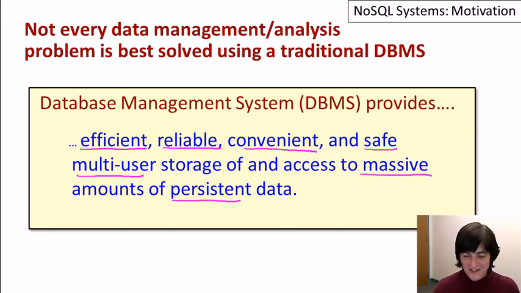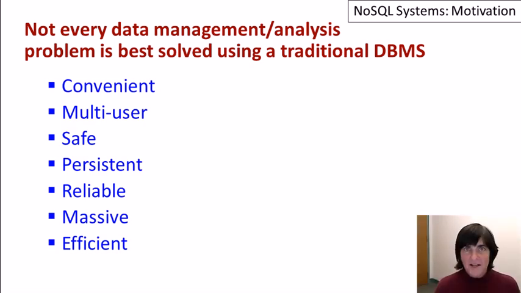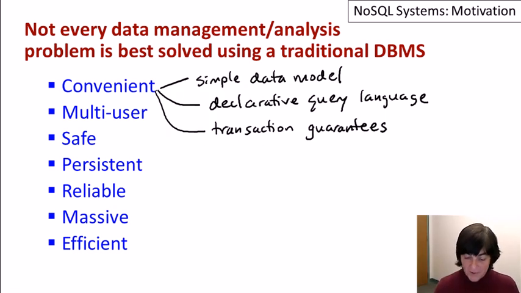So let's analyze these adjectives a little bit more. Let's start by talking about convenience. And let me give three aspects of a traditional database system that lead to its convenience to use for an application. So here they are: a simple data model, declarative query language, and transaction guarantees. And these three components of a database system are one of the reasons that they're really good for certain applications, because you can put your data in an understandable way, you can query it using a language that's easy to write, yet very powerful, and you get guarantees about what happens if the system crashes or if multiple users are using it at the same time.